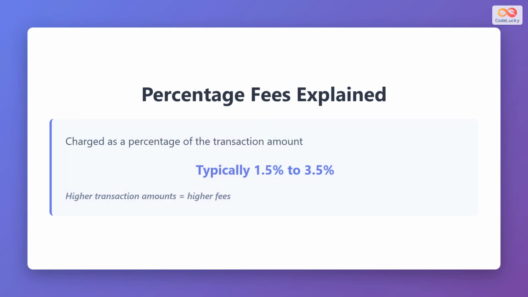The percentage fee is charged as a percentage of the transaction amount. This rate typically ranges from 1.5% to 3.5%, depending on factors like the card type, industry, and payment processor. The key thing to remember is that higher transaction amounts result in higher fees since the fee scales with the sale amount.